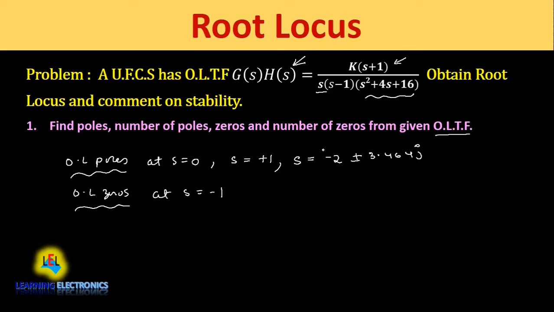If we count the total number of poles, we have 1, 2, 3, 4, because the complex conjugate poles count as 2 poles. That means the total number of poles in the transfer function is P equal to 4. And the total number of zeros present in the transfer function is only 1. Therefore, we take Z equal to 1.